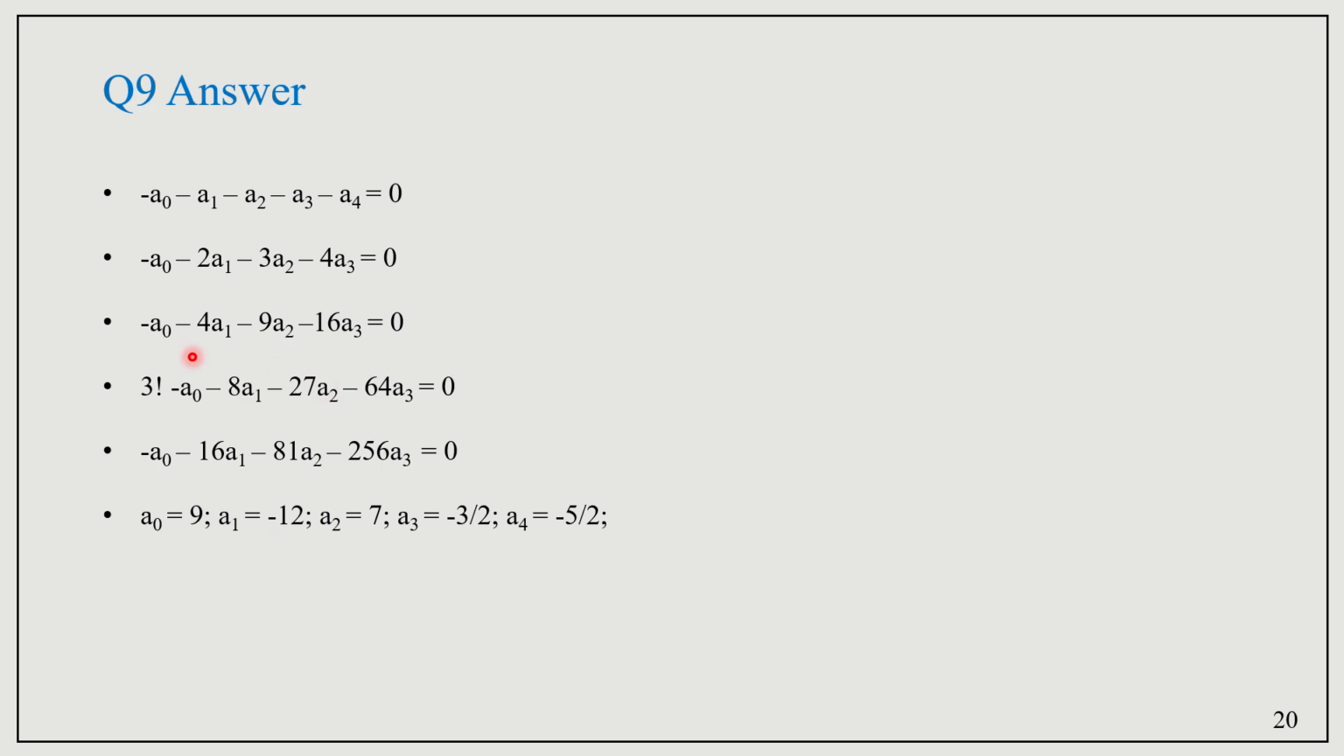And last we have minus a naught minus 2 to the power of 4, 2 to the 4, 4 4s are 16, and 3 to the power of 4 and 4 to the power of 4. So we have 5 equations now, 1, 2, 3, 4, 5.